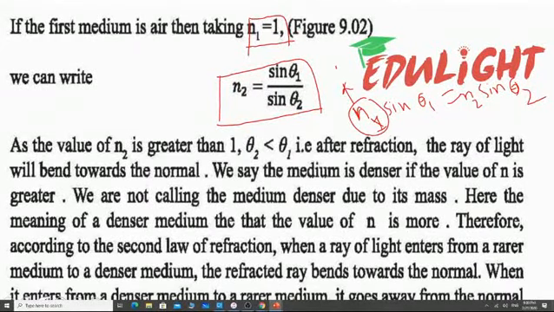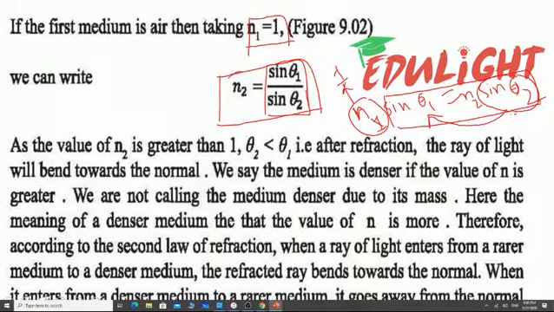Okay, then what we will be seeing, the remaining thing: sine theta 1 equals n2 sine theta 2. Then if you divide both sides of the equation by sine theta 2, or if you take the sine theta 2 part to the other side, it will be divided. Then sine theta 1 by sine theta 2 will be your required answer, and it will give you the ratio, that is n2.